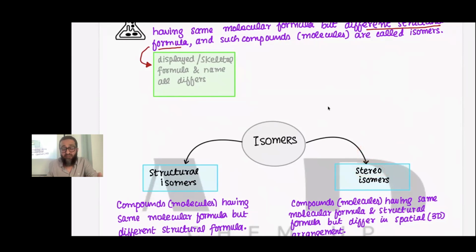Okay, so those compounds whose molecular formula is the same, their structural formula is also the same, but when we observe them in 3D space, that's what we call spatial arrangement, or when we observe them in actual 3D space, we will find that their structures are different from each other. So those kinds of isomers are called stereoisomers and optical isomers. In three-dimensional space, they are different from each other. We are going to discuss in detail, so you will figure out what I mean to say.